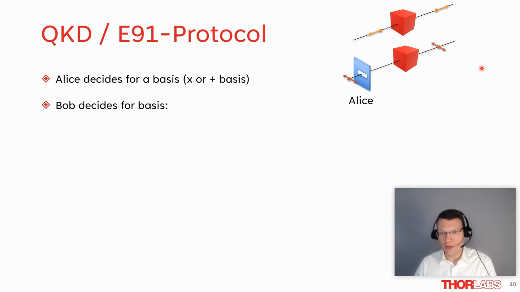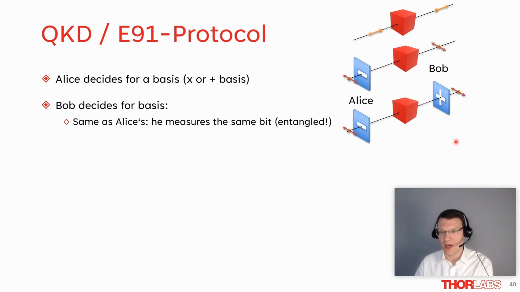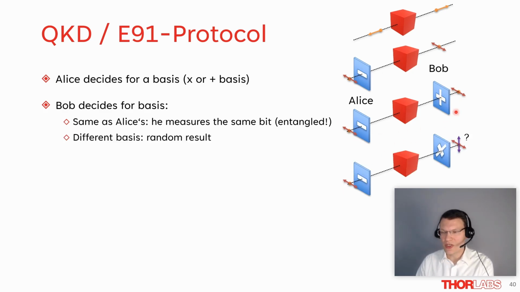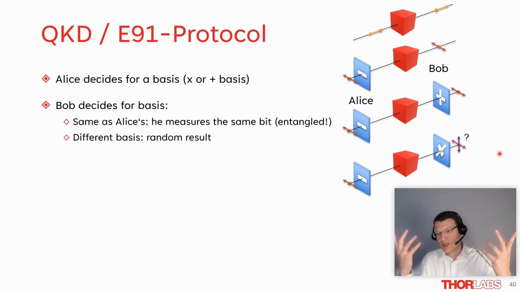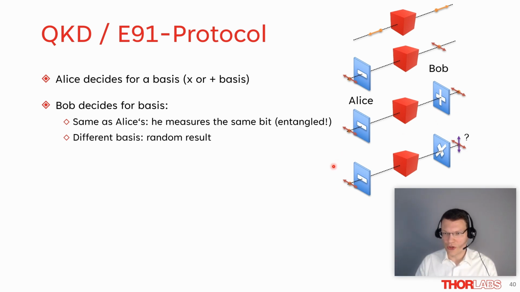And now when Bob makes a measurement, again, he can decide for either plus or X basis. If he chooses the plus basis, then, well, as we said before, the horizontally polarized photon will just pass through. So he will measure the same bit as Alice did. If he chooses the crossed basis, well, the result is random. And so later on in the protocol, these measurements are just discarded.